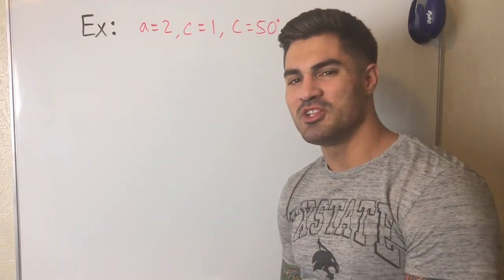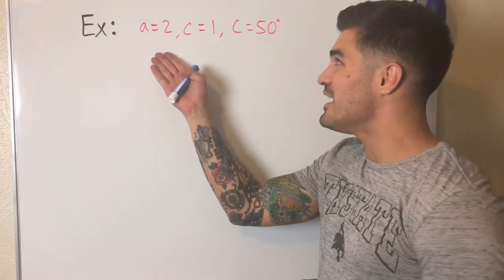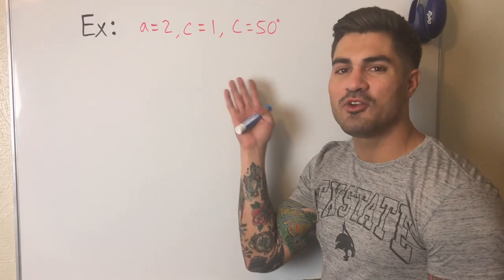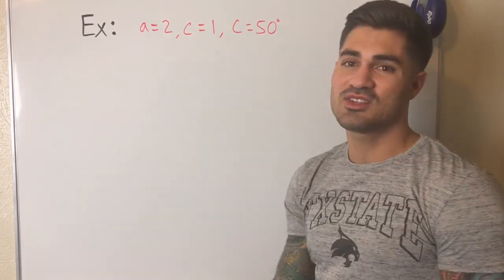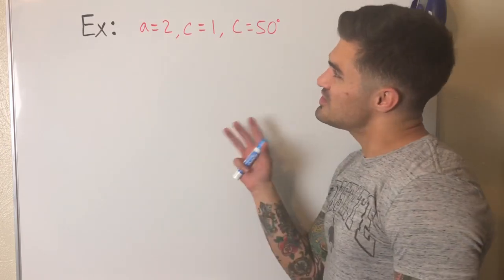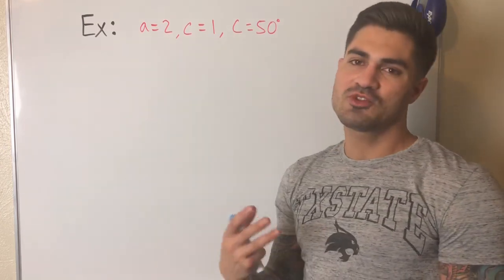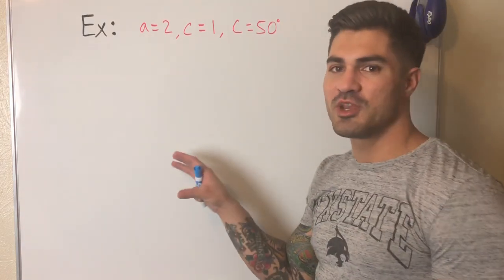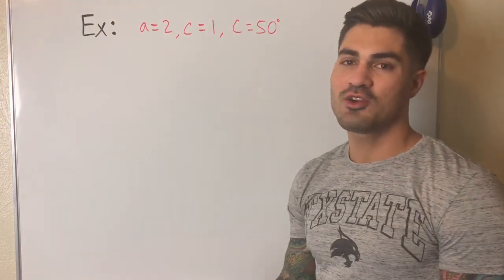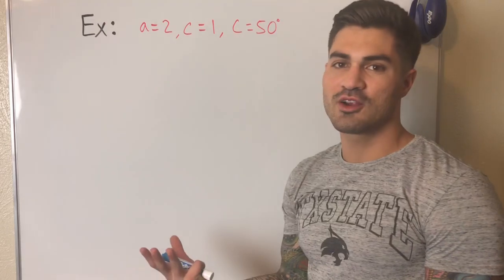All right, so let's go and jump into an example. We are given side A, side C, and angle C. So as we can see, this is a side-side-angle case, so this is the ambiguous case. Since it's the ambiguous case, remember I said we had to do some investigating. So I'm going to hold off on drawing my triangle, because I don't know if this is no triangle, one triangle, or two triangles, right?